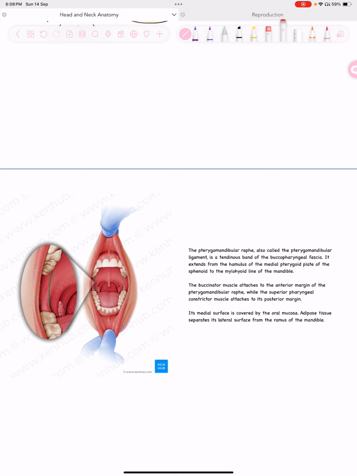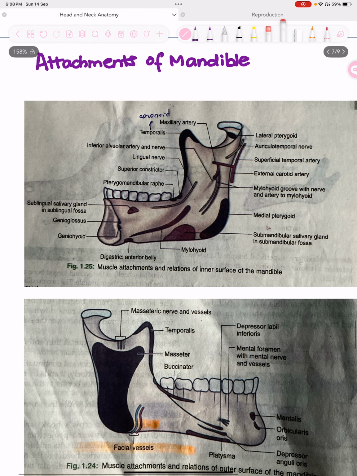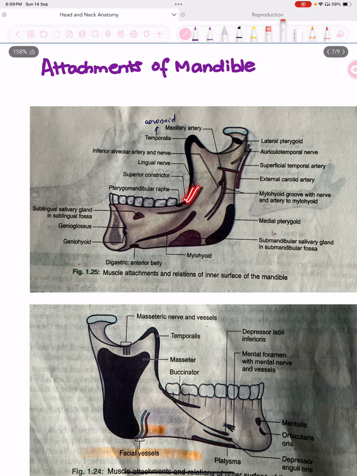And yeah, so here they told you that the anterior margin has buccinator muscle and the posterior margin has superior constrictor muscle. So let's have a look. We did talk about the superior constrictor muscle already, and they're saying anteriorly it gives origin to the buccinator muscle. So yep, they're absolutely right. That's the buccinator muscle anteriorly.